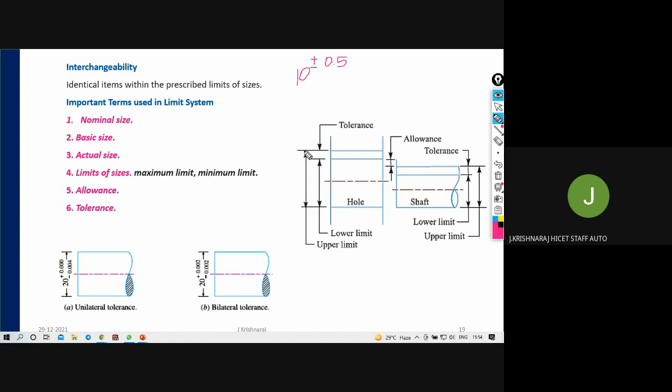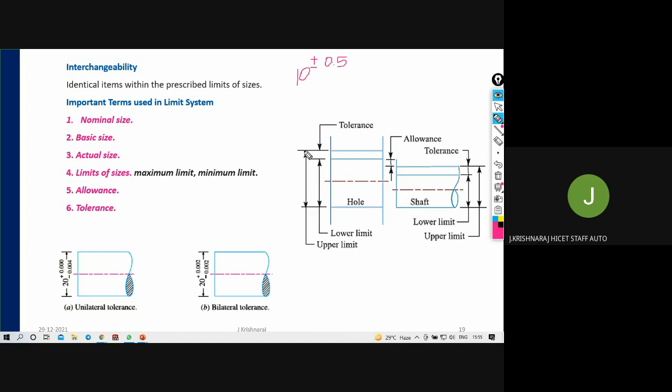Within this limit, if the component is produced, then it is acceptable. That might be 9.95, 9.96, 9.97, 9.98, 9.99, 10, 10.01, 10.02, 10.03, 10.04, 10.05. All machine manufacturers give the accuracy of their particular machines. If the component is produced within this prescribed value, it is acceptable. Of course, we give some tolerable relaxation in these values. We are not asking for exactly 10; instead we give relaxed values of plus or minus 0.5 mm, so during mass production the values lie within this.